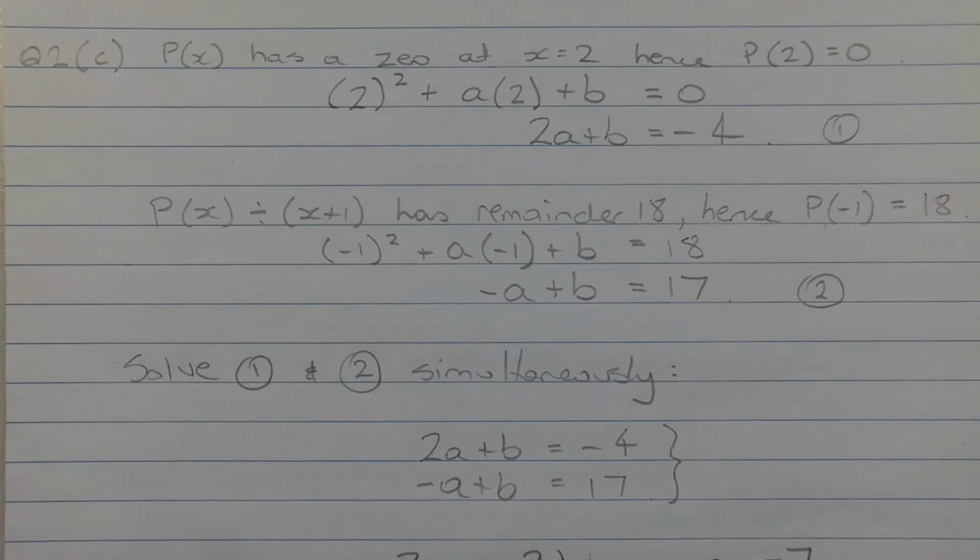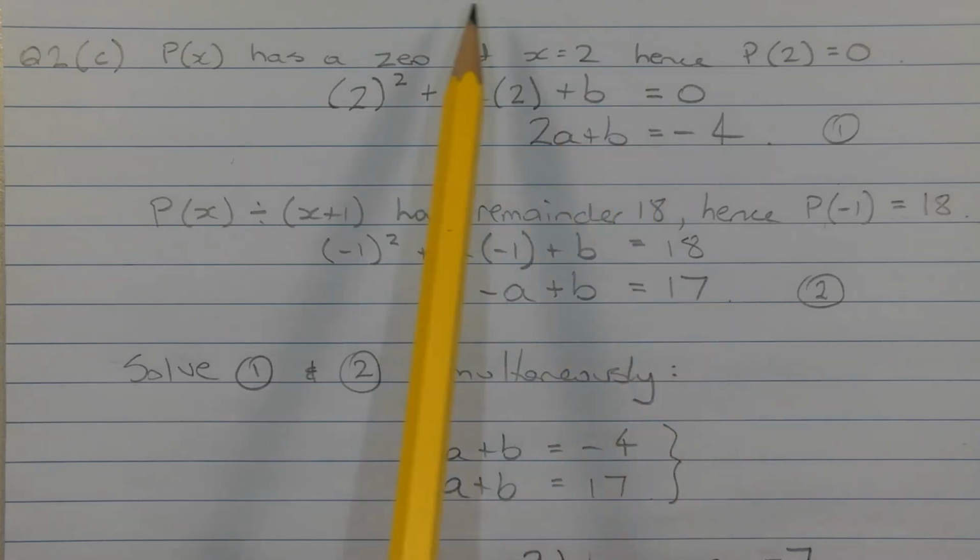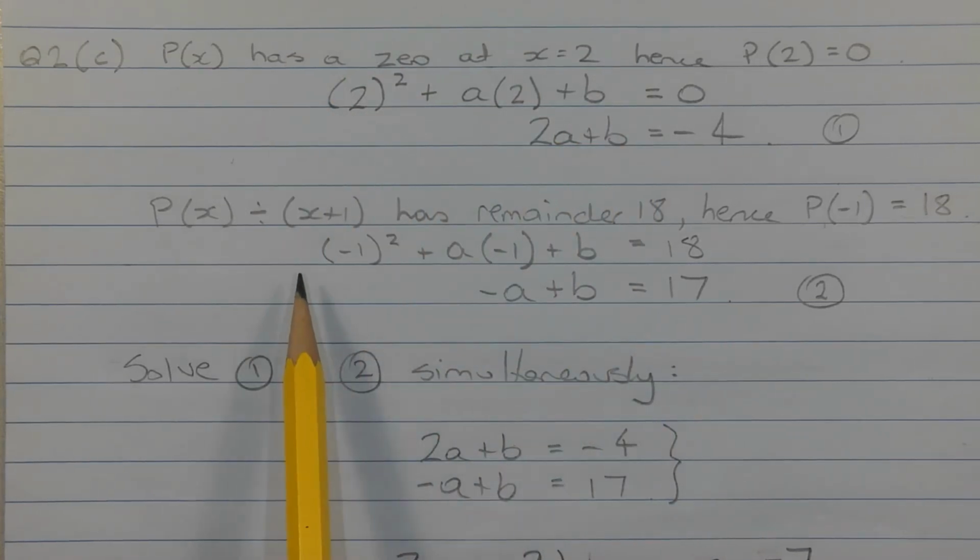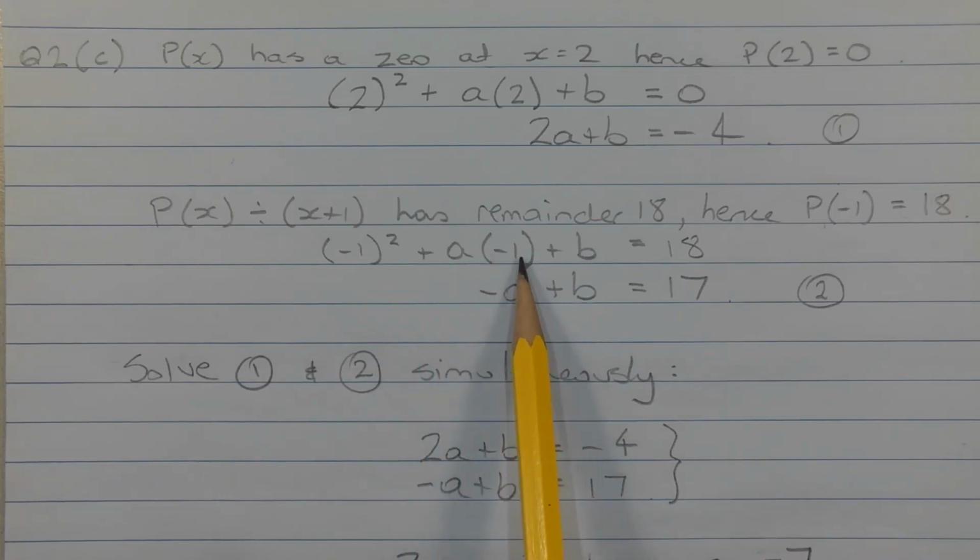The next fact tells us that when p of x is divided by x plus 1, we have a remainder of 18. Hence, p of -1 is equal to 18. So this is based on the remainder theorem. So substituting -1 for x in the polynomial, like we did in this step here, we get -1 in brackets squared plus a times -1 plus b is equal to 18.